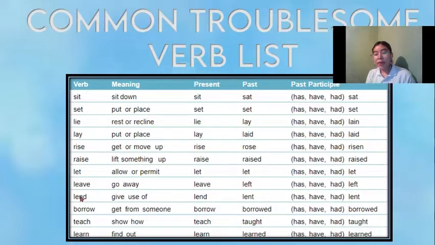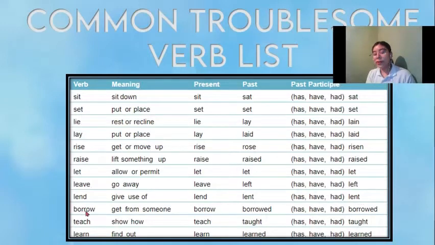Then we have the verb lend, which is to give use of. For example, when you lend your friend your pencil, you tell them, hey, here's my pencil, you can use it. So the present is lend, the past is lent, and the past participle is also lent.